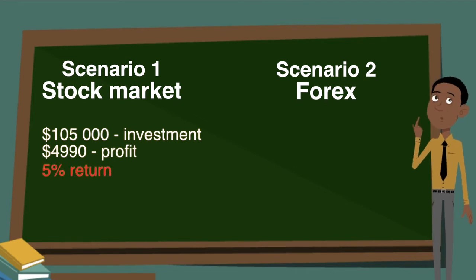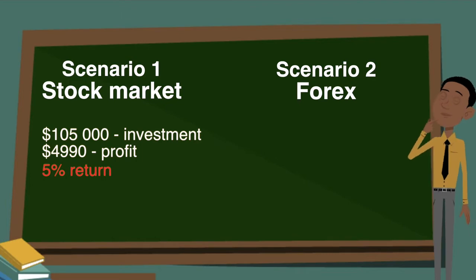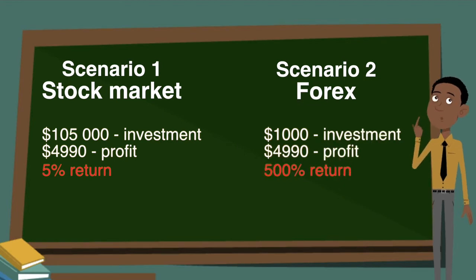So now if we compare scenario 1 and 2, we can see that in scenario 1, we invested $105,000 into shares and made a $4,990 profit return, which is almost a 5% return. Whereas in scenario 2, we invested $1,000 into the Forex and made $4,990 profit, which is almost a 5,000% return.